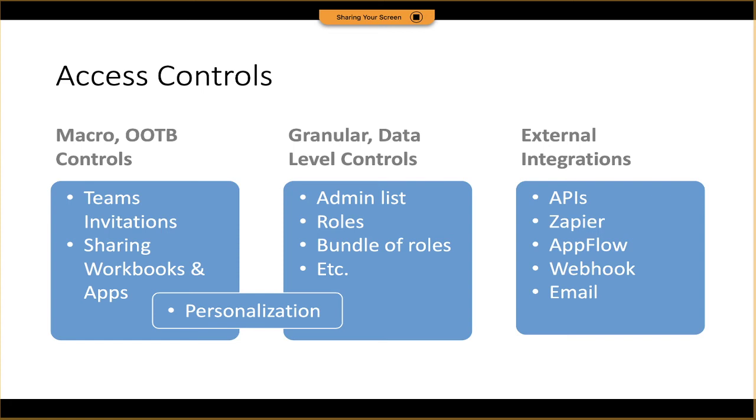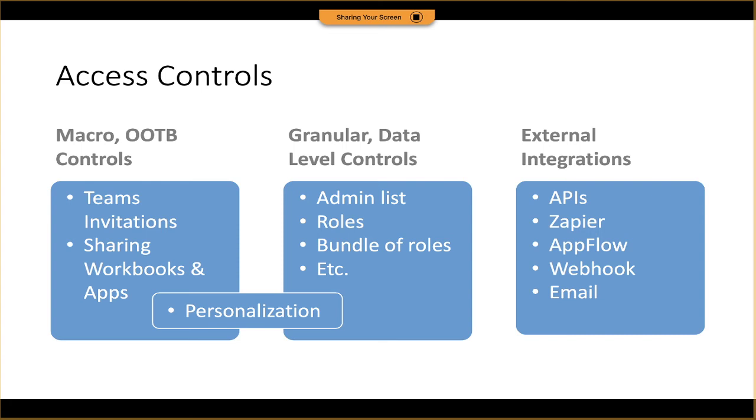How do you create roles and how do you bundle those roles? And then et cetera. The sky is the limit. You can create as many custom roles as you would like. And finally, we're going to touch up a little bit on APIs, Zapier, AppFlow, webhooks, and email, because Honeycode is not a data island, and so you need to know what the expectations are on that side.